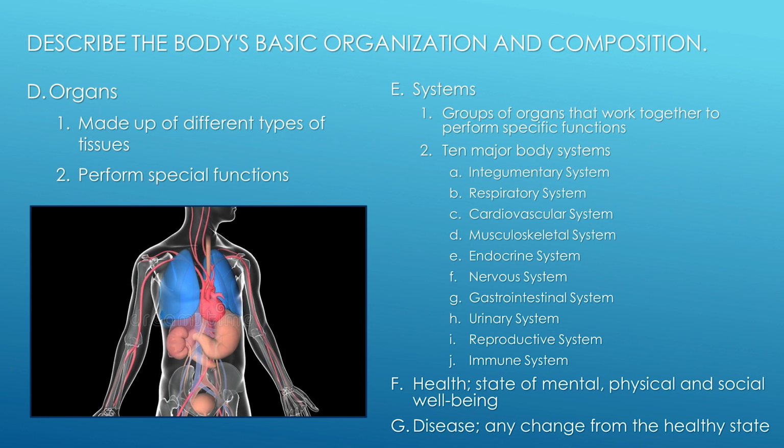10 major body systems: integumentary system, respiratory system, cardiovascular system, musculoskeletal system, endocrine system, nervous system, gastrointestinal system, urinary system, reproductive system, and immune system. F. Health, state of mental, physical, and social well-being. G. Disease, any change from the healthy state.